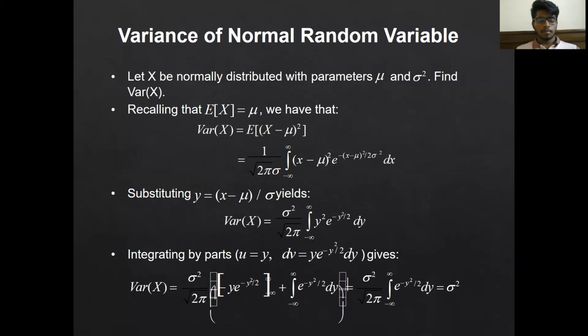Integrating by parts, using u equals y and dv equals y e to the power minus y squared over 2 dy.